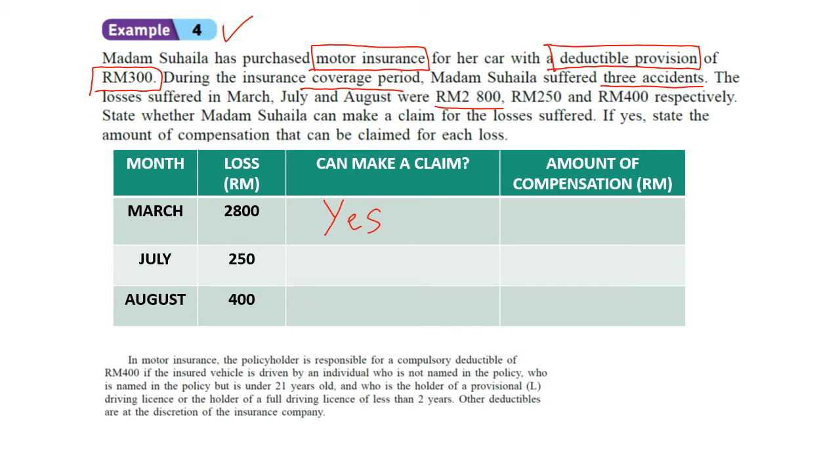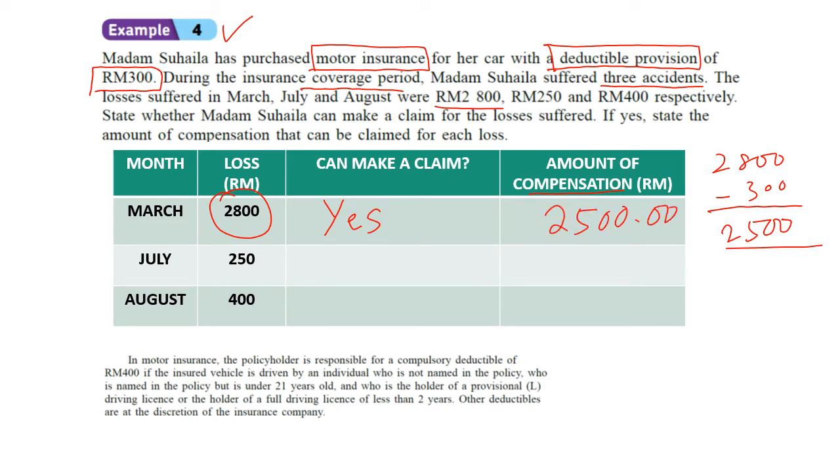But how much will the company pay to Madam Suhaila? Total loss is 2,800, right? So Madam Suhaila will pay 300 first, to be eligible for the compensation. So 2,500 is left. This is what the company will pay to Madam Suhaila.